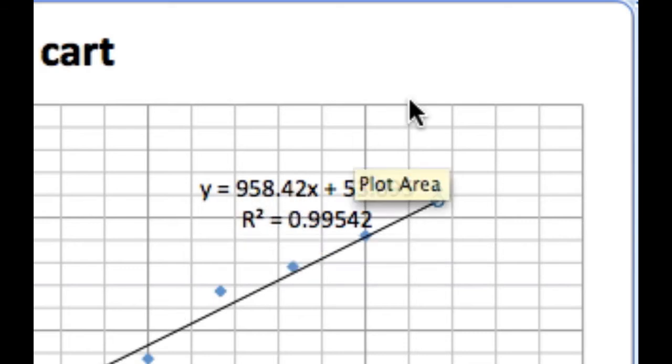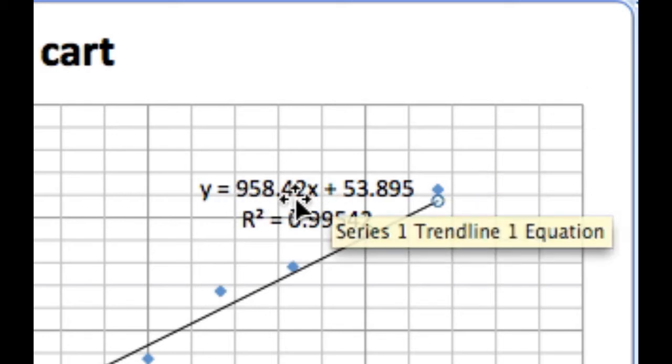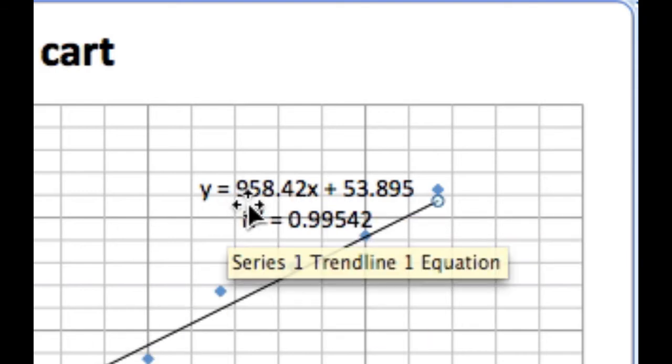The slope of this line is 958.42, so that's 958 centimeters per second squared. If I convert that, that's about 9.58 meters per second squared. Since this was a free fall experiment, that's pretty close to gravity, 9.81 meters per second squared. So this slope tells me what acceleration is, because this is a velocity versus time graph. This is going to be the value you're going to want to use all the time.